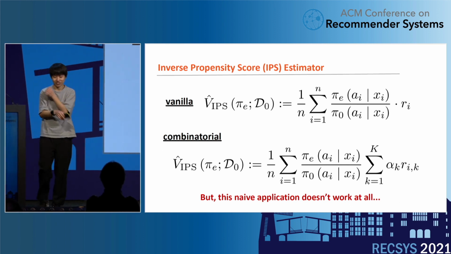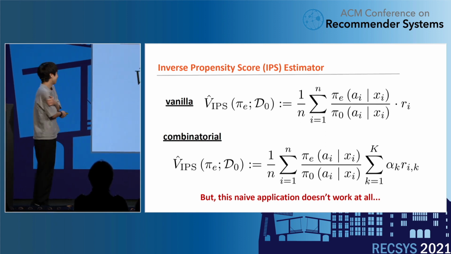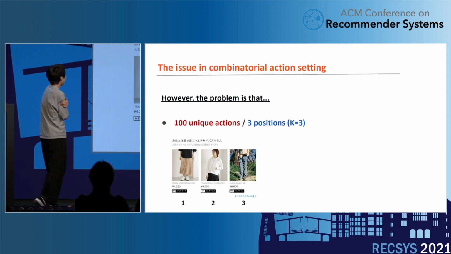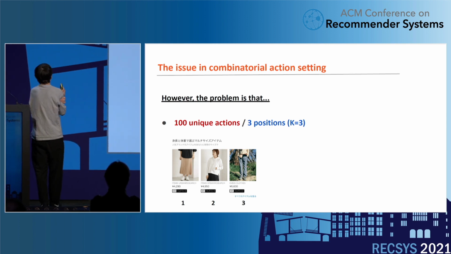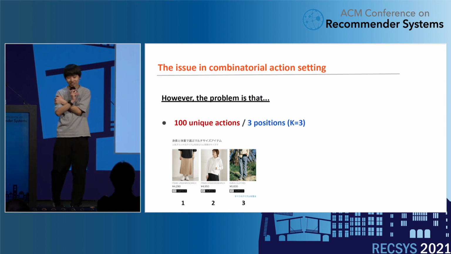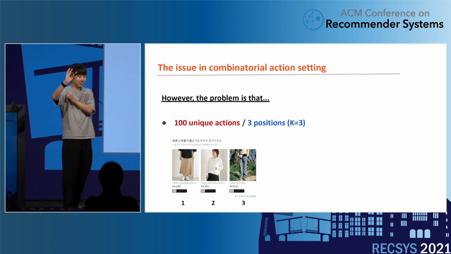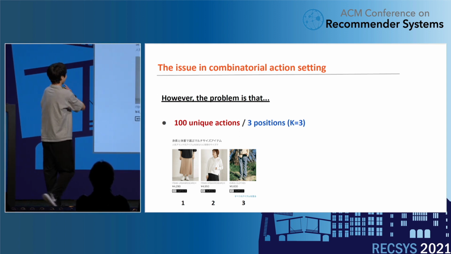But actually, the thing is that this naive application of the IPS to the combinatorial action setting doesn't work at all in practice. Why? What's going to be the problem here? What's happening? So let me illustrate what's going to be the problem in the combinatorial action setting. The problem is simply that the action space is going to be notoriously, ridiculously huge. So let me illustrate that using, again, the toy example.